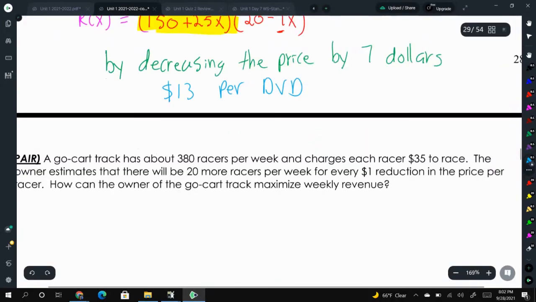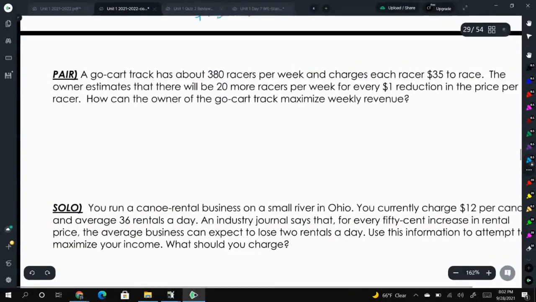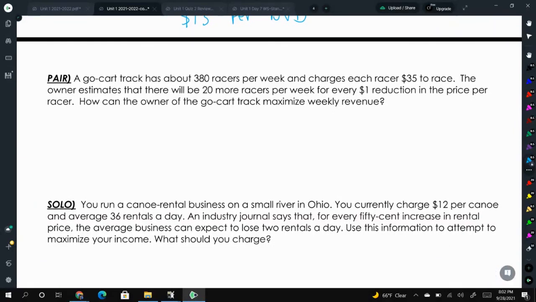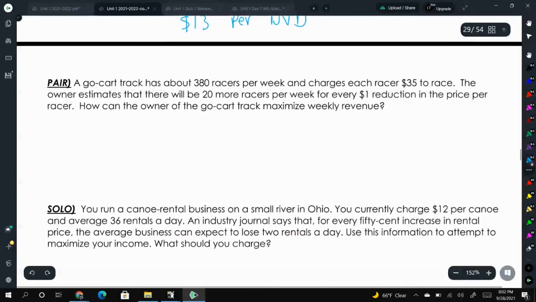On the next page, we got a couple problems here to look at. I will do this one. I'll set it up for you guys and then have you calculate it using the graphing calculator. And then I'm going to have you do this solo one. So let's set this one up first. It says a go-kart track has 380 racers per week and charges $35 to race. The owner estimates that there will be 20 more racers per week for every $1 reduction in the price per racer. How can the owner of the go-kart track maximize the weekly revenue?